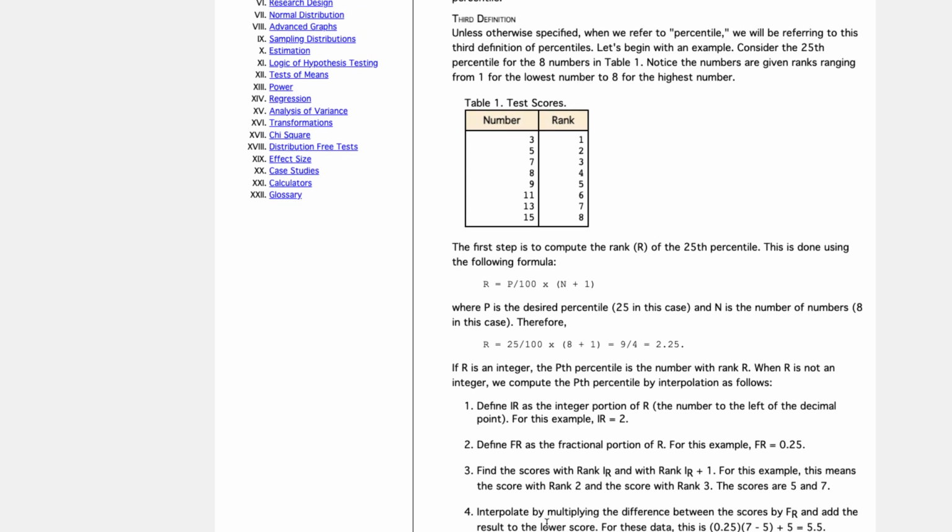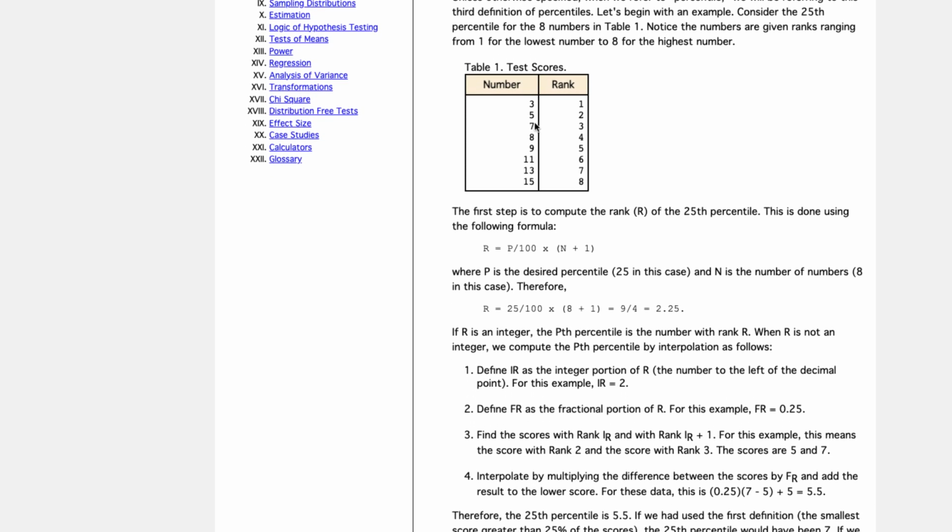And so down here at number 4, they take 7 minus 5 to get that difference of 2, and then they multiply that difference by 0.25 to find out what is 0.25 of 2. They add it back onto the 5, and then they get 5.5. So that's more of an exact way to find the percentile. So the 25th percentile in this case would be 5.5 between these two numbers.